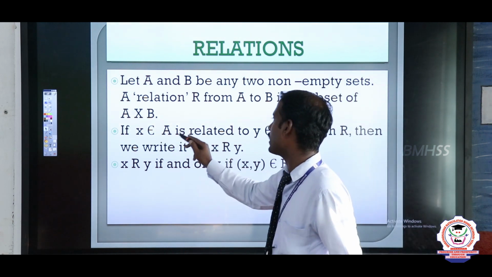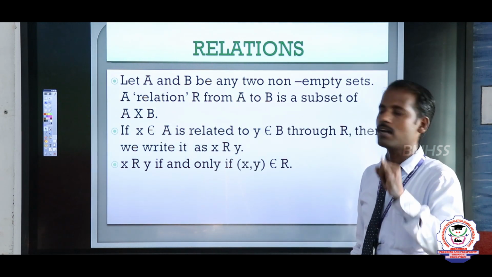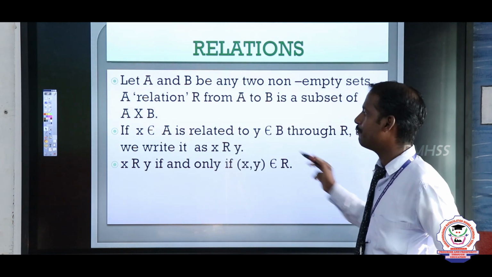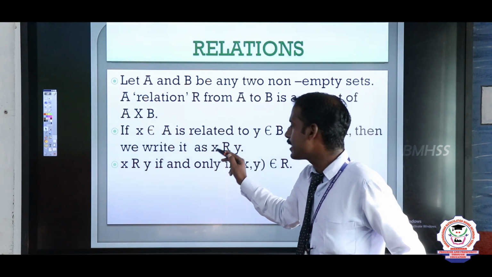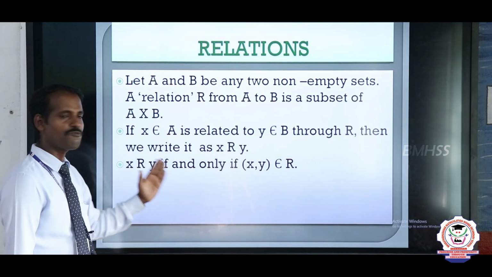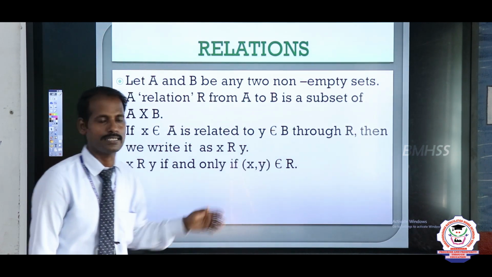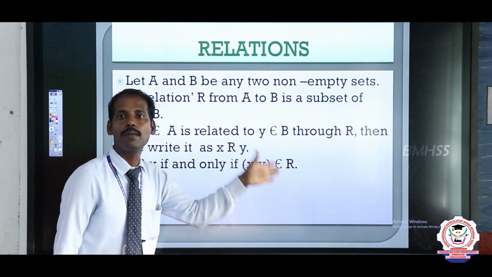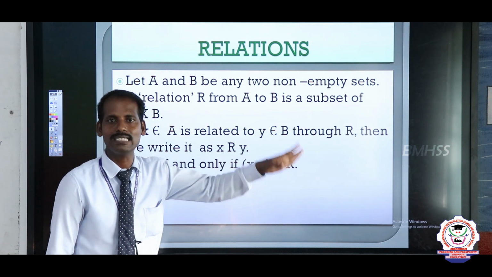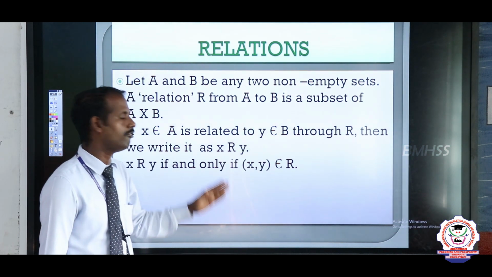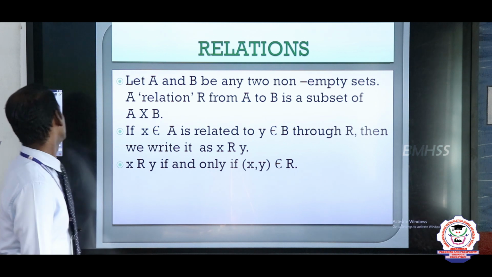If X belongs to A is related to Y belongs to B through R, then we write X R Y if and only if the ordered pair (X, Y) belongs to the relation. So the ordered pairs belong to the relation, which is a subset of A Cartesian B. Therefore, that is relations.